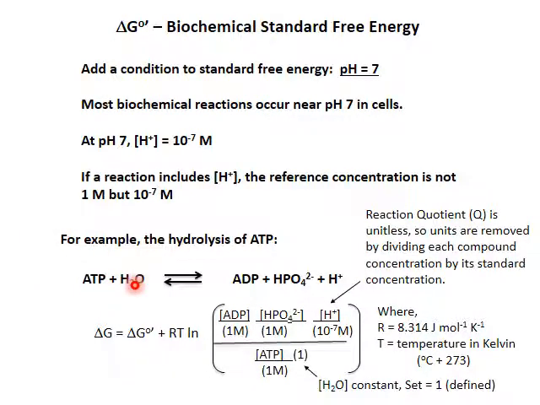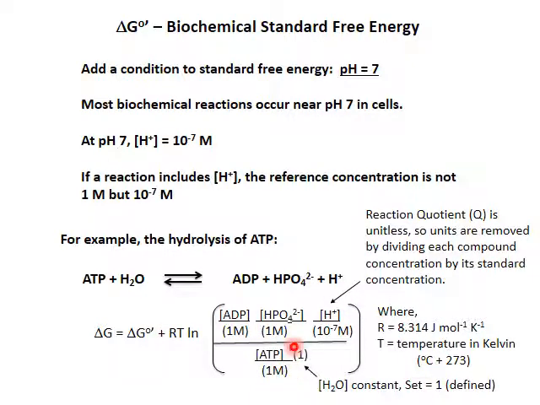ATP and water is going to form ADP plus a phosphate plus a proton. All right? So if we write the expression for the reaction quotient, it's going to be the concentration of ADP times the concentration of phosphate, in this case the monoprotonated form, plus a proton divided by the concentration of ATP times the concentration of water. All right? Delta G goes delta G 0 prime plus RT natural log of Q.